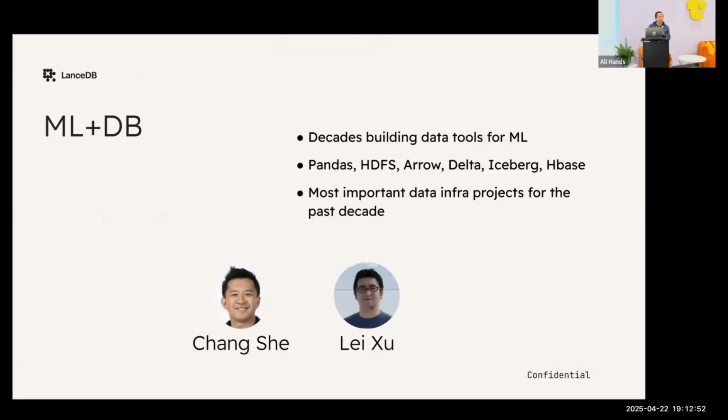And the two of us have spent decades building data tools for machine learning and data science. I was one of the original co-authors of the Pandas library. Lei was a core contributor to HDFS at Cloudera. And among the team at LanceDB, we have PMCs for Apache Arrow, Delta, and Iceberg, and HBase, and others. So I would say some of the most important data infrastructure projects for the past decade. So even if you haven't heard of LanceDB before, turns out you've been trusting this team with your most valuable business data for about a decade.